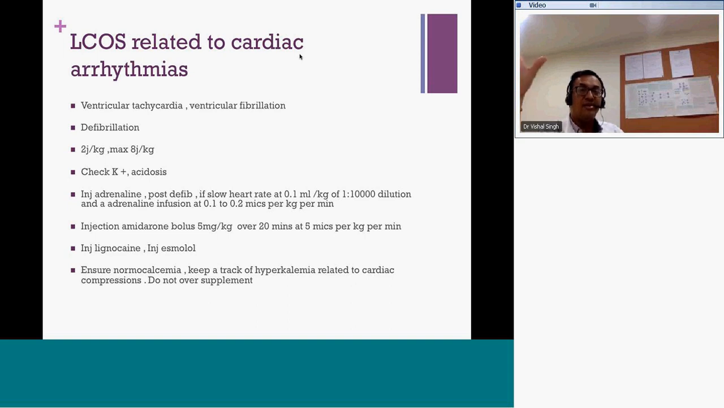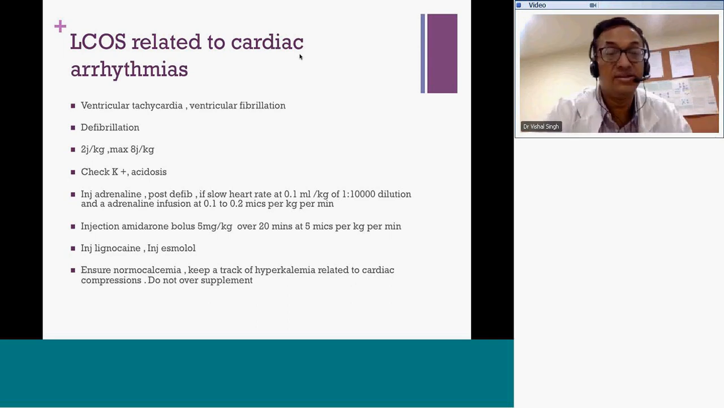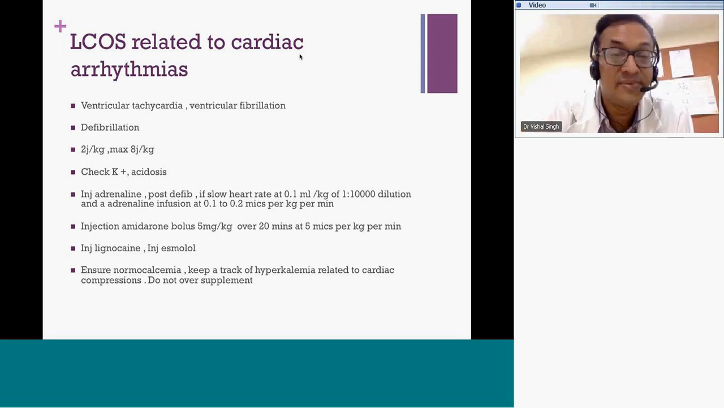Hemodynamic compromise. Ventricular tachycardia and ventricular fibrillation are most dangerous. If they are hemodynamically significant, you should defibrillate as the first thing. Start with 2 joules per kg, go to a maximum of 8 joules per kg. Check the potassium and acidosis acutely and keep the potassium in range. It should not go very high, it should not go very low. And acidosis, if it is there, should be corrected, because acidosis is something which will affect your pacing, in case you require to do VVI pacing later.